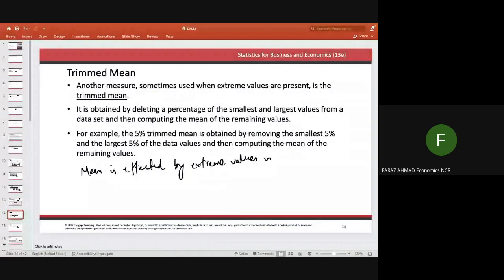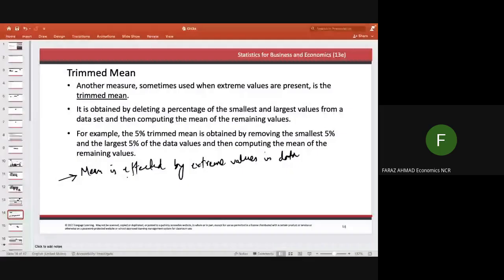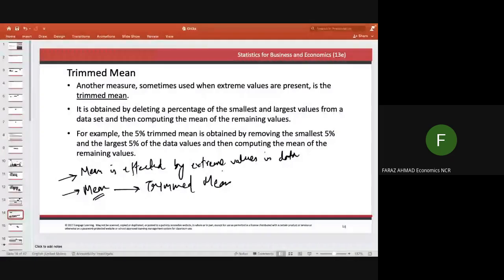So if you want your mean to be less affected by extreme values, and you don't want the median but you want the mean, and still you don't want it to be affected by the extreme values, you can go for trimmed mean. So trimmed mean is a way out of using the mean and not getting affected by the extreme values.